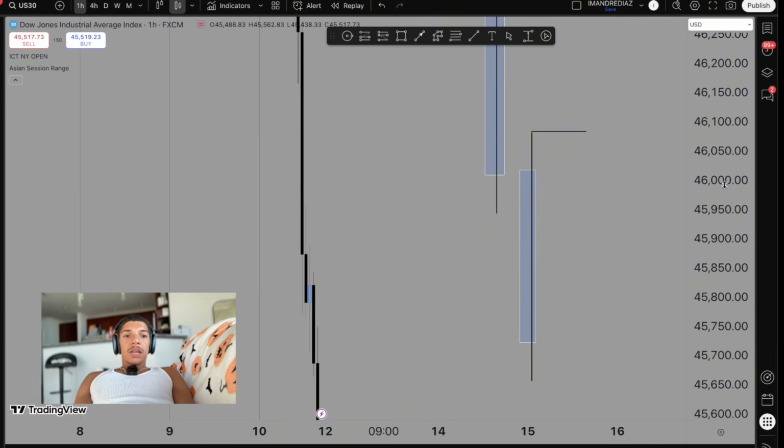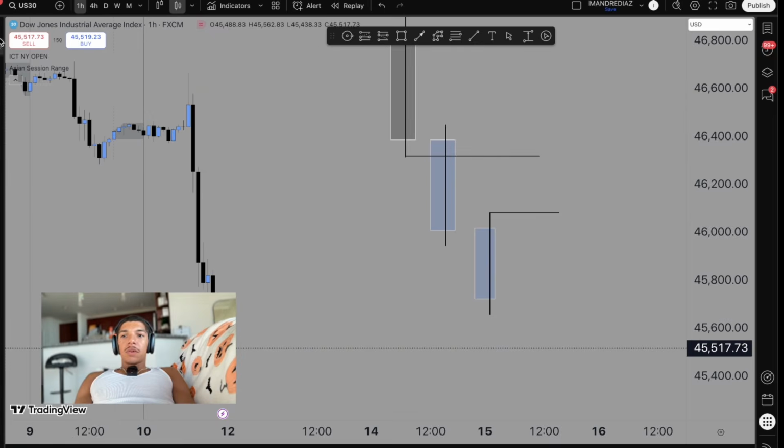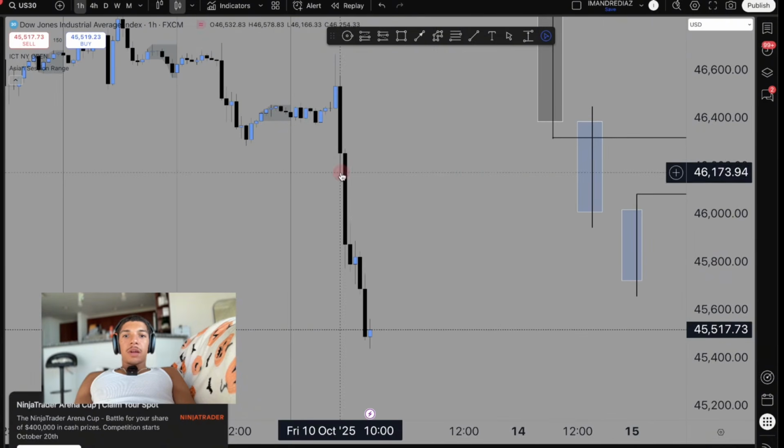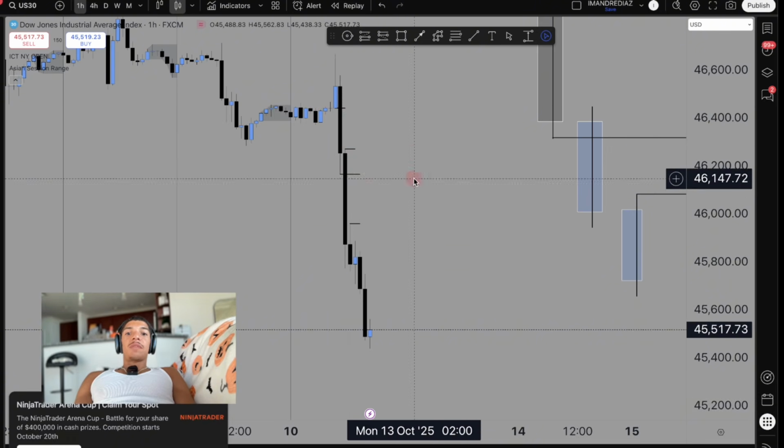Where are fair value gaps? An example of one would be right over here. Let me actually put on this right here. An example of a fair value gap would be right here. Boom, gap, gap. This is a clean example of a fair value gap. Another example of fair value gap, right up here. Boom, boom. First candle, third candle. The wicks don't touch. It is classified as a fair value gap.